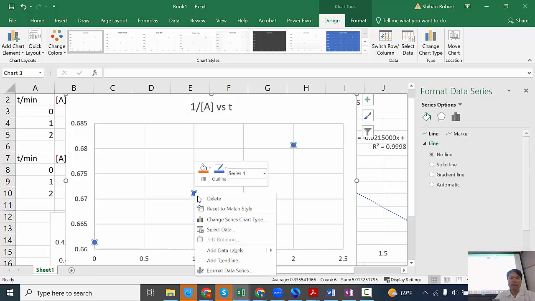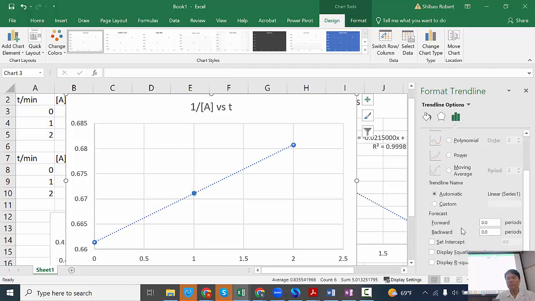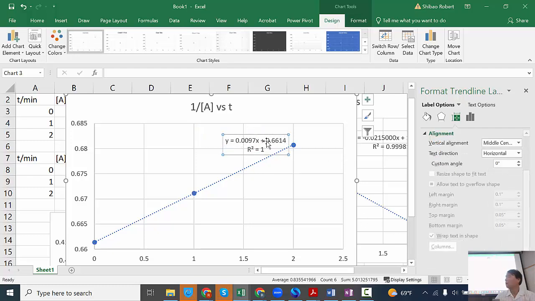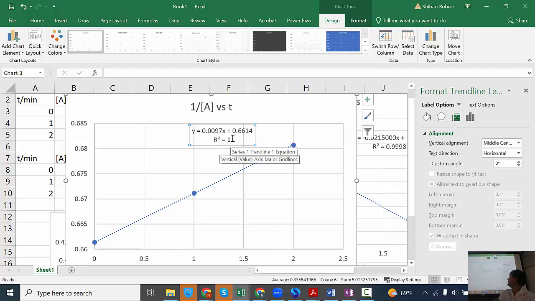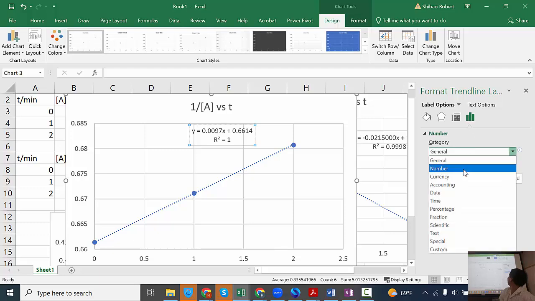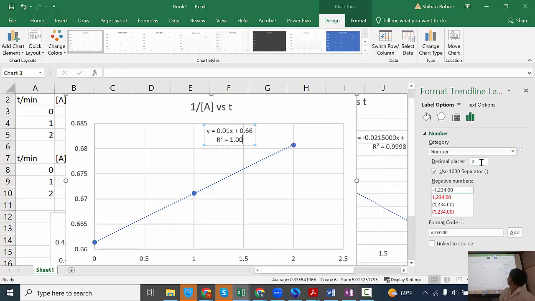All right, so right-click, add trend line, and then display equation and R squared. When I look at the R squared, I'm beginning to think that's right on, exactly 1 to 99 or 100 sig figs. Excel carries 100 digits. But just to be sure, I'm going to carry this out to 7 digits. So over here, instead of general, we use number. I'm going to go 7 digits out.